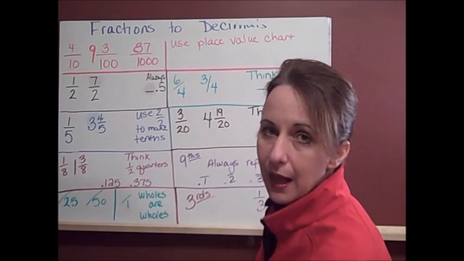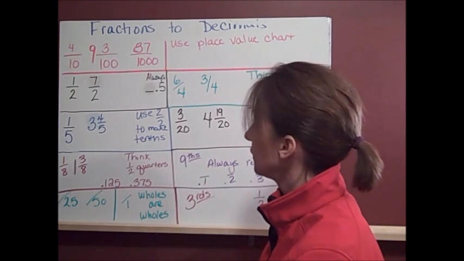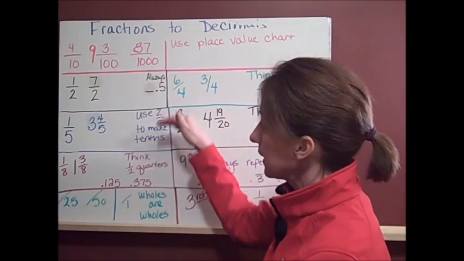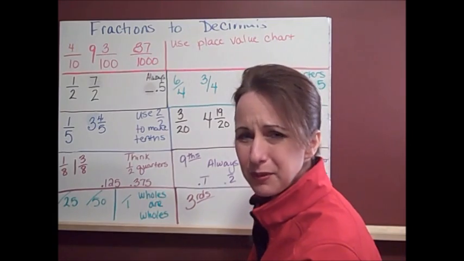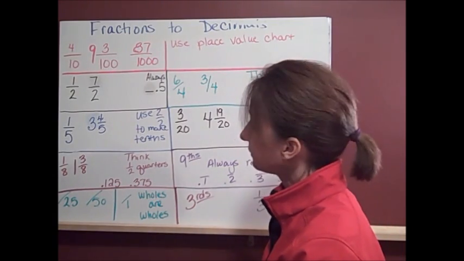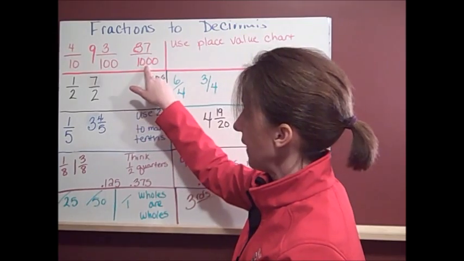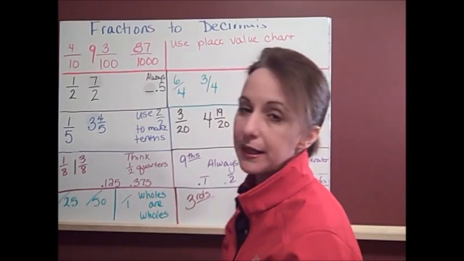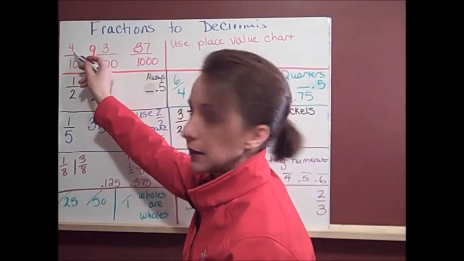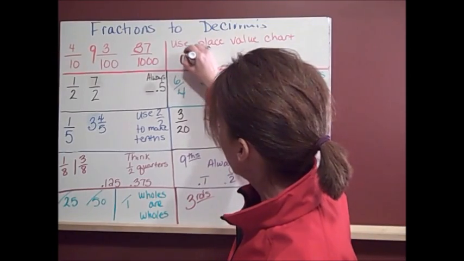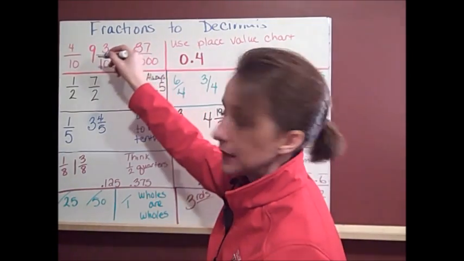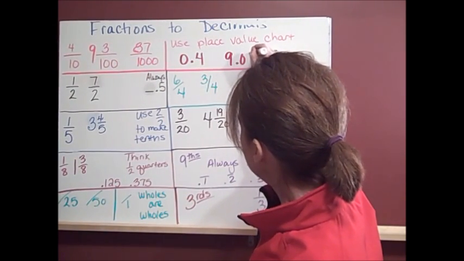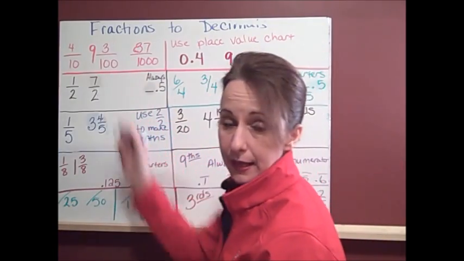We watched a video in class that talked about being able to change fractions to decimals, and some of the things that you learned were that there were different denominators that you could look for and different tricks. I'm going to do a real quick review of this. Tenths, hundredths, and thousandths. These denominators, when being written as decimals, we're going to use the place value chart. So because this says 4/10, I'm going to put a 4 in the tenths place. And because this is 9 3/100ths, I'm going to put a 3 in the hundredths place and a 9 as a whole.